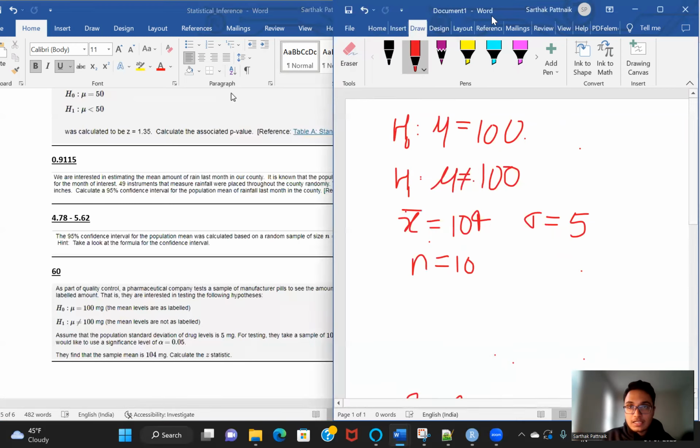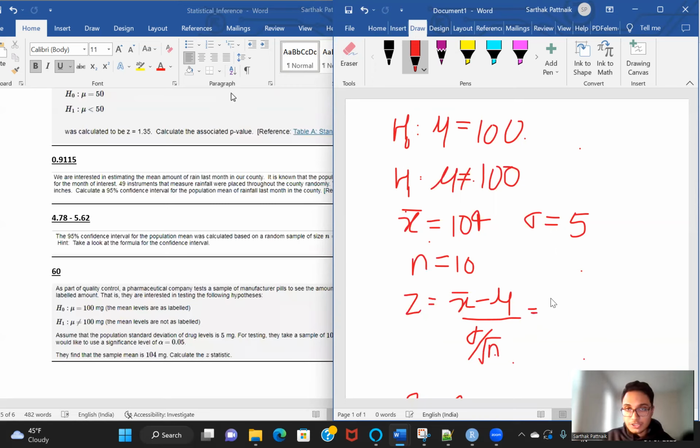You need to calculate the Z statistic, which is X bar minus mu upon sigma by root n. This is going to be my value of the Z statistic. So it's just value substitution. Now this mu right here is the initial condition that we have set in the null hypothesis. In this case, mu will be equal to 100.